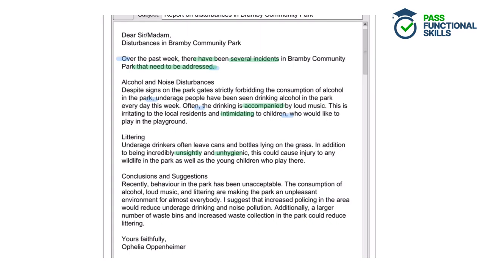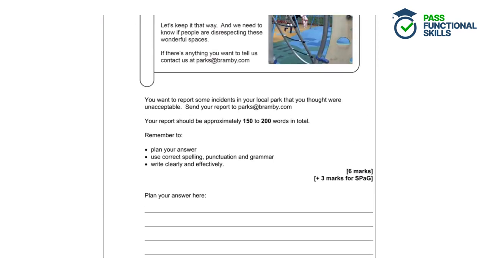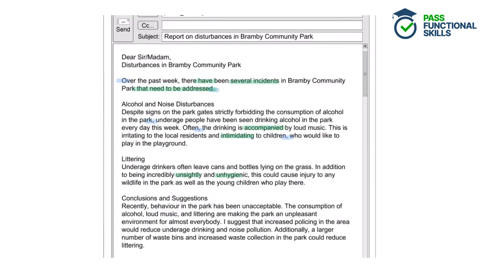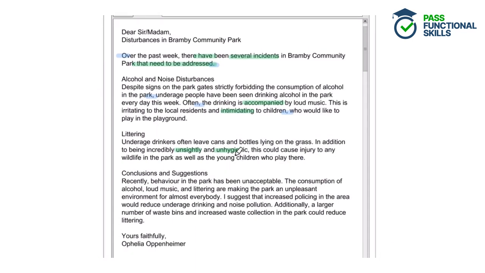Your answers will also have to include appropriate details and be an appropriate length. So often you will be given a word count for your answers, and here we've been told to write 150 to 200 words in total. This answer conforms to that word count, and you need to make sure that your answers are doing that too. The more that you practice and count the number of words that you've been writing, the more familiar you will get with what 150 words or 200 words looks like on the page.